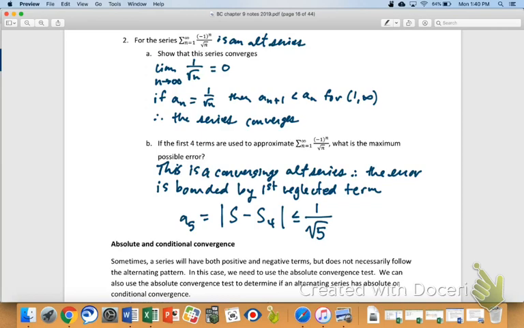So do we have to write the little equation right there with s minus s4 is less than or equal to 1 over root 5, or can you say the first neglected? The way this is worded, I think you could just say, therefore, the max error is 1 over root 5. But again, I want you to be comfortable and fluent with the notation. I'd want you to look at s minus s4 and be like, that's the error, versus, oh my gosh, I don't know what that means. You'd want to know what that meant. Other questions on that one?